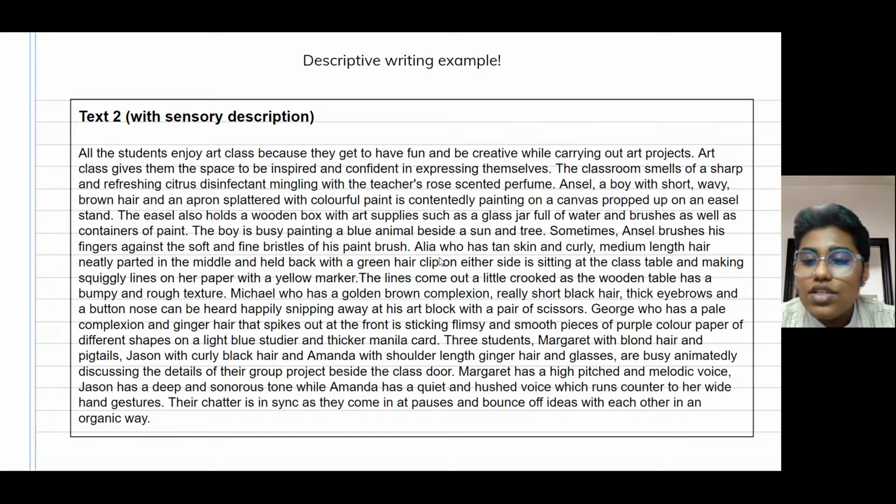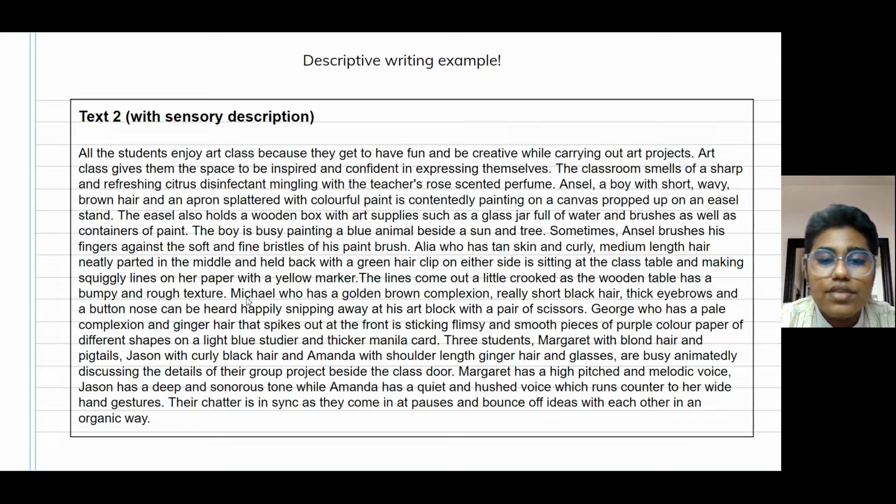Alia, who has tan skin and curly medium-length hair, neatly parted in the middle and held back with a green hair clip on either side, is sitting at the class table and making squiggly lines on her paper with a yellow marker. The lines come out a little crooked as the wooden table has a bumpy and rough texture.